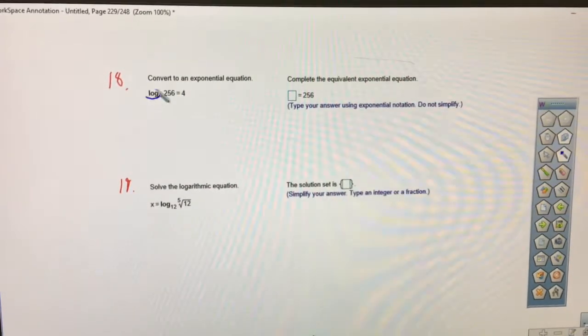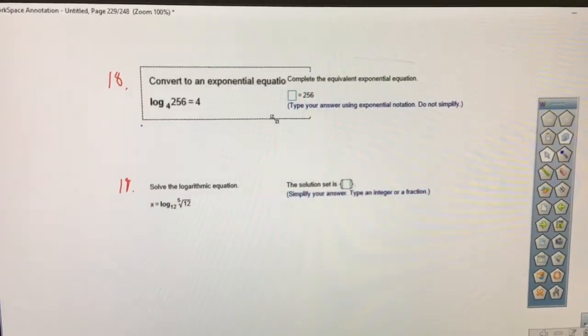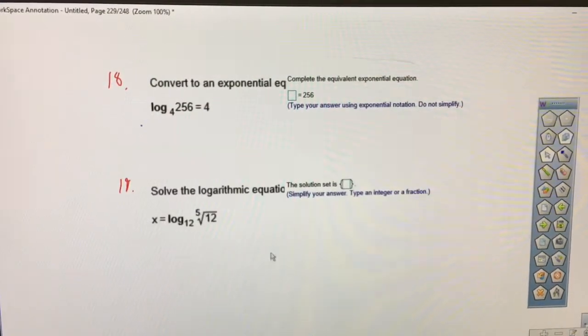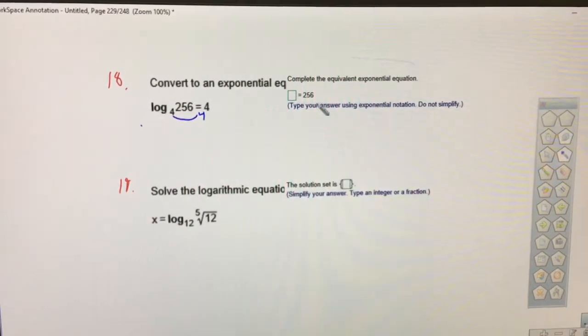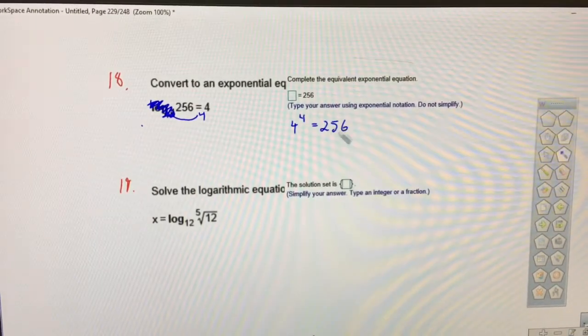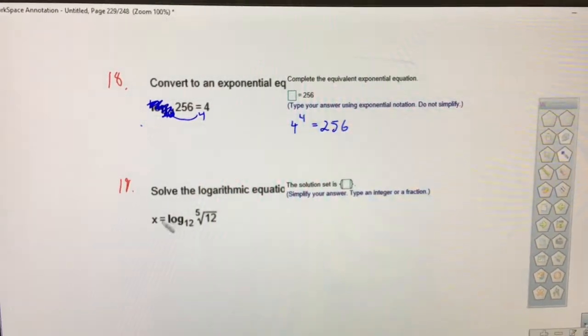Rewriting this, the log has like a little leg, and that leg kicks that over to the other side. So that leg kicks that 4 over, and it lifts up that 4, and it's going to be 4 to the 4th equals what's left over, so I get rid of that. So 256 equals 4 to the 4th. So you're going to type in 4 to the 4th, and yes, if you do it in the calculator, it should equal 256.